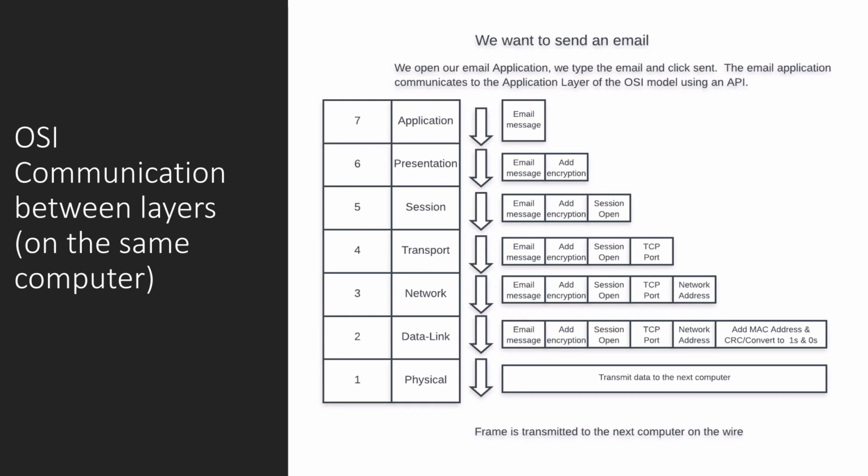And that's how this model works on a single device. When the device at the far end receives the email, it does this in reverse. It receives the email on the physical layer as voltage, ones and zeros. It passes it up to the data link layer, network, all the way up to the application layer, which passes it to the new email client.